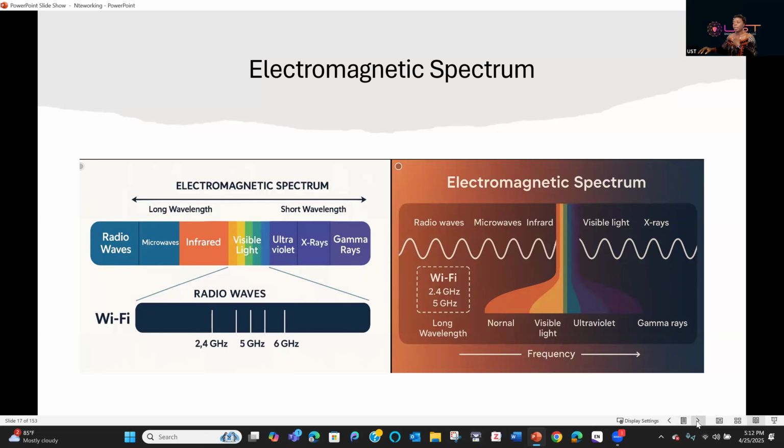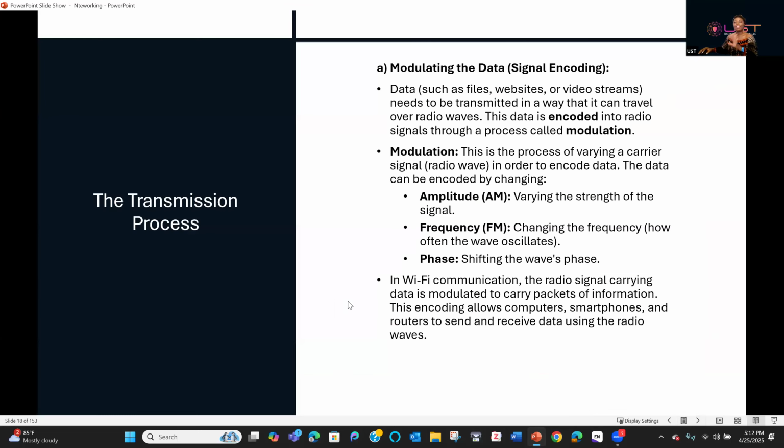But to delve into this, let's see how transmission occurs, and that's why I have the transmission process. First, we'll talk about modulation, modulating the data, or signal coding. We're going to read the slide and discuss it.